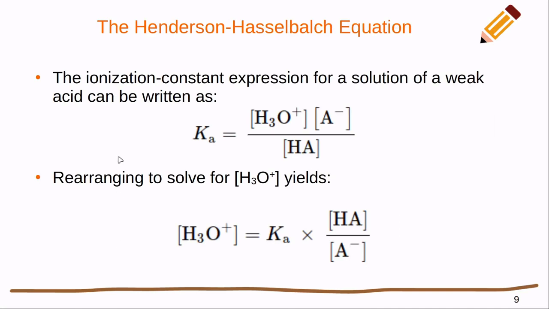There is a very useful equation for dealing with buffers called the Henderson-Hasselbalch equation. I went into quite a bit of depth in the student solution manual about this. You're going to want to become comfortable using this to answer some of the questions on our quiz this week. The ionization constant expression for a solution of a weak acid can be written as this. So we've seen this Ka form before for a model equation. And what we're going to do is rearrange it to solve for the hydronium ion concentration.